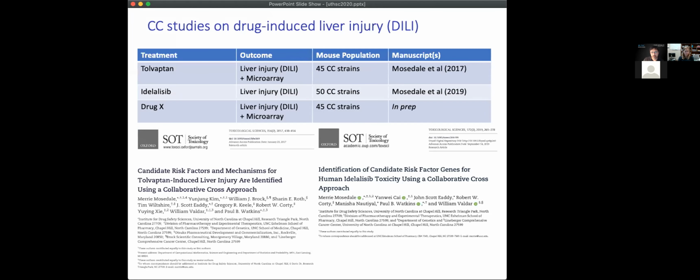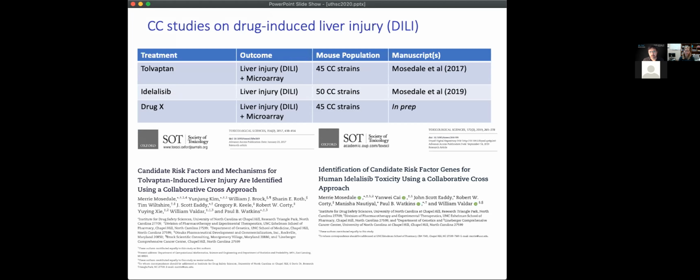Two of these studies were published in 2017 and 2019. That's the tolvaptan and the idelalisib. The drug-X study should be submitted, I think, in the next few weeks. I'm not allowed to say what drug-X is, though, apparently, until it's published.